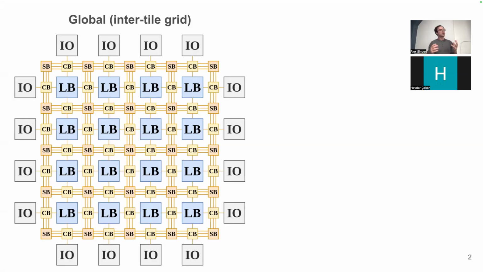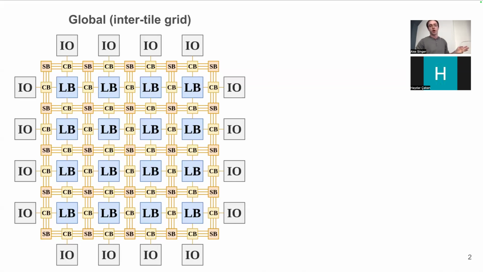Most FPGAs these days are island style, where we have islands of logic connected by interconnect. And at a high level, all I really want to say is I have, let's see, 16 logic blocks in the middle, surrounded by IOs, and I have a bunch of switch blocks and connection blocks in between them. That's the global view, but in order to do a proper packing, I actually need a bit more information.